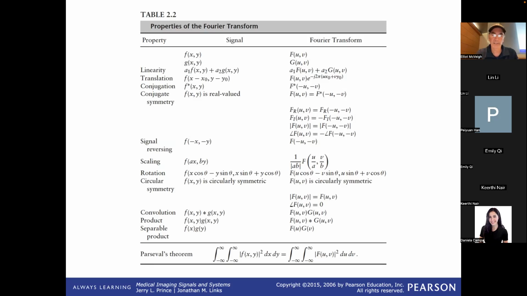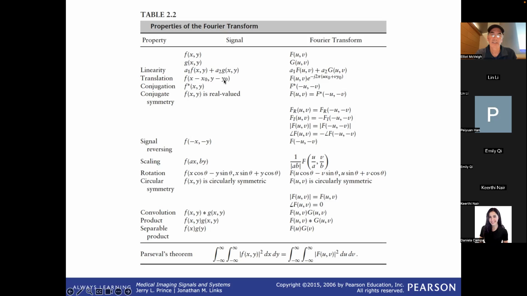These are all in the Prince links book, so you don't have to write them down, but you should go through the list and at least understand slightly why these are true. Let's look at some properties. If we have this function f with Fourier transform capital F, little g, capital G, okay? We did linearity already. We know that's true.